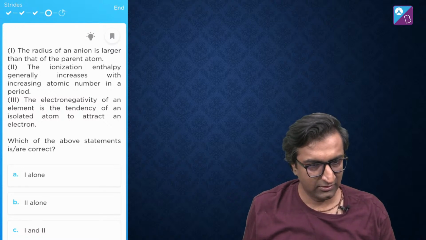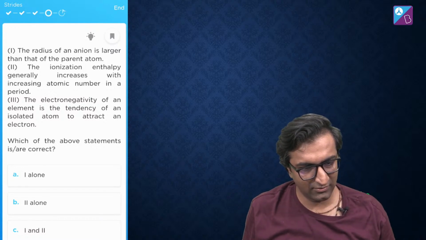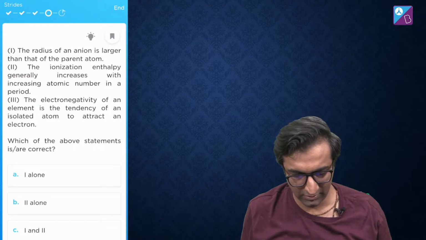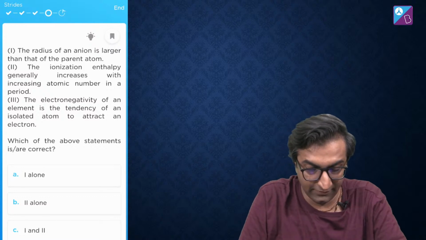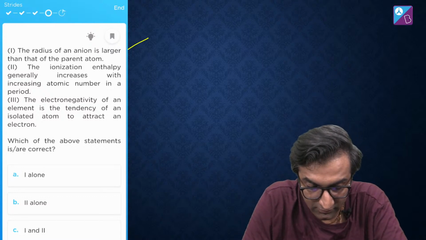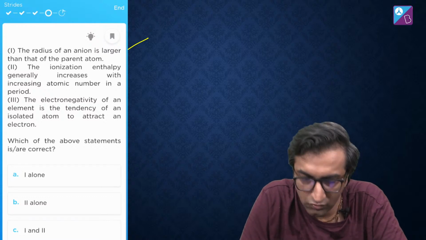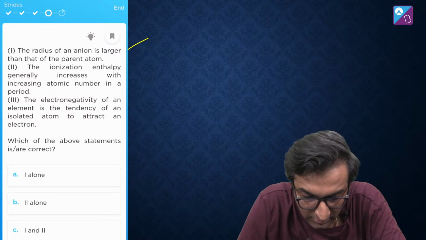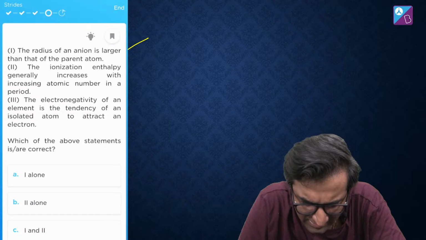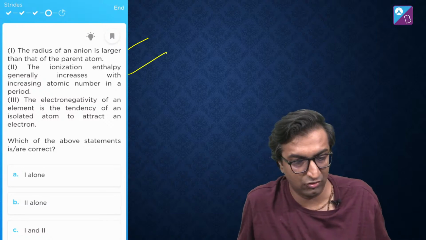Okay. Ram has changed the answer to A. Ram is still on A. Okay. 1 is true. We are good on that. 1 is true. Everybody agrees. What about 2? 2 is ionization. Yeah, 2 is also correct, right? What is wrong with 2? 2 also seems right to me.